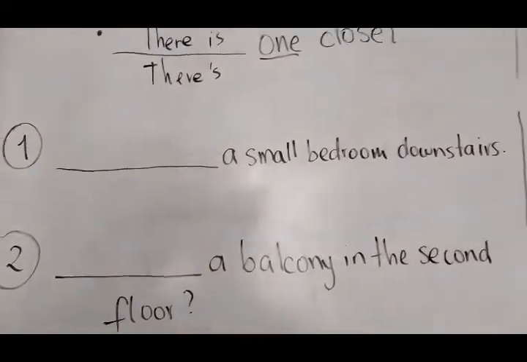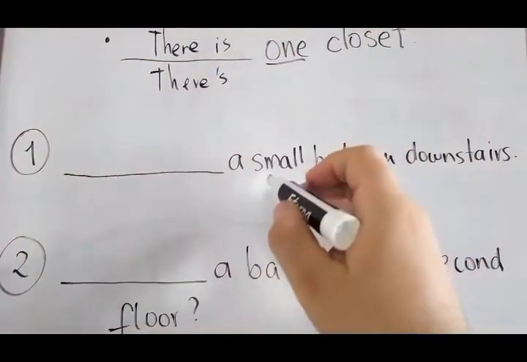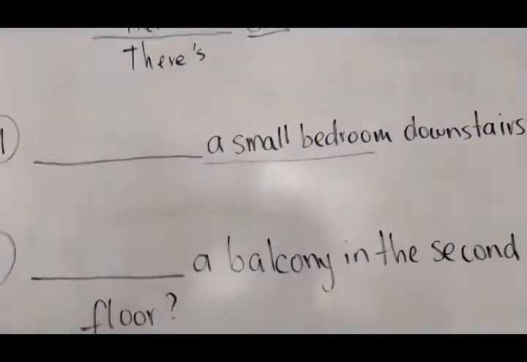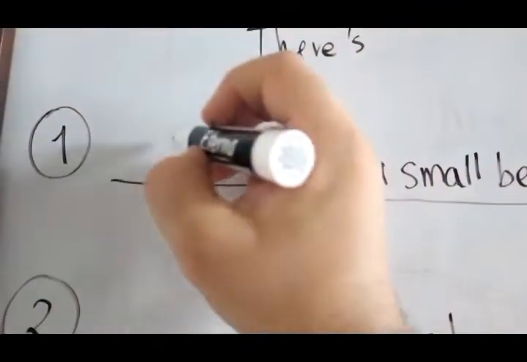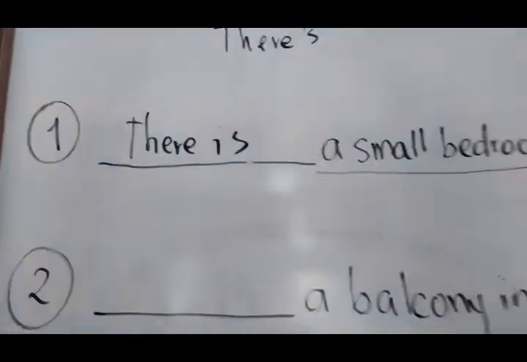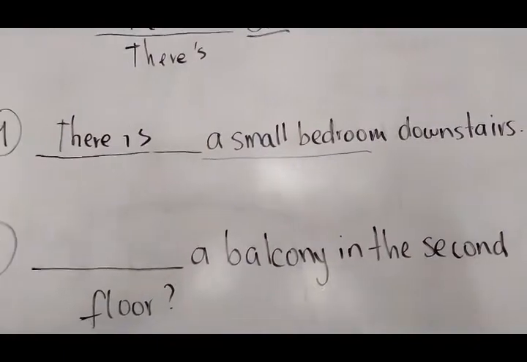So the first one, a small bedroom downstairs. En este caso estamos hablando de un pequeño cuarto, a small bedroom. En este caso utilizaríamos there is. Hay un pequeño cuarto en el piso de abajo, downstairs.